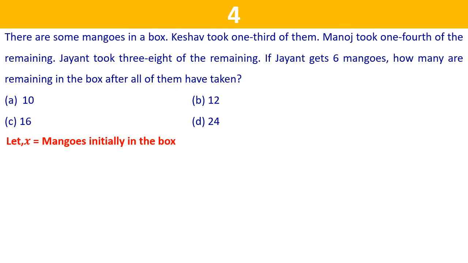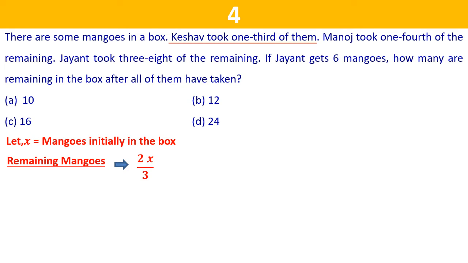Initially x number of mangoes were in the box. How to proceed? If we read the first statement, it is mentioned Keshav took 1/3 of them. So if he has taken 1/3 of x, how many are remaining in the box? Obviously 2/3 of x. So remaining mangoes in the box are 2/3 of x.